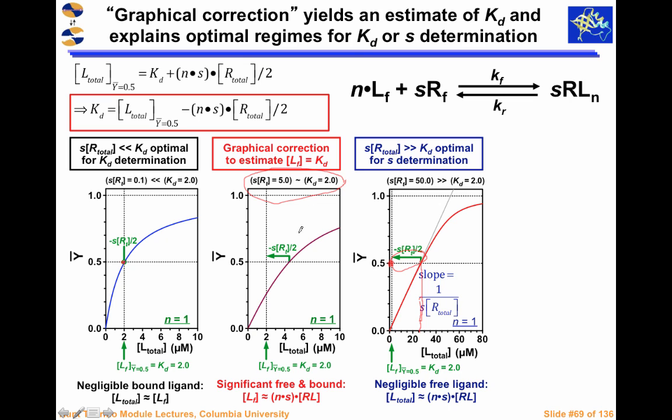In this regime, we can still get a decent estimate of the KD, and the shape of the curve, which is determined by this displacement, depends on S. In this regime, we can, in principle, from a single experiment using curve fitting methods, estimate both S stoichiometry and KD. That can be quite powerful.